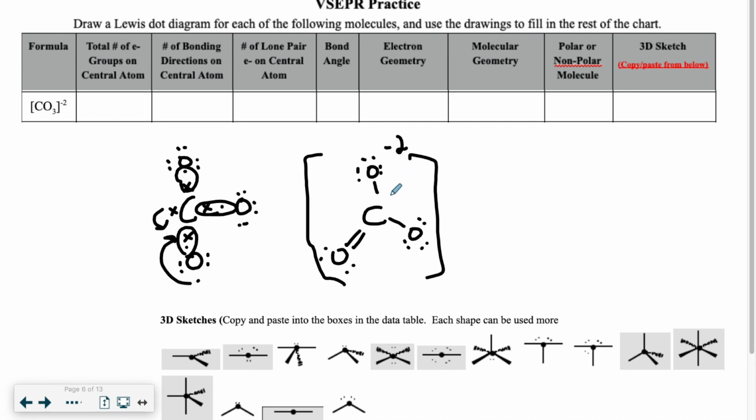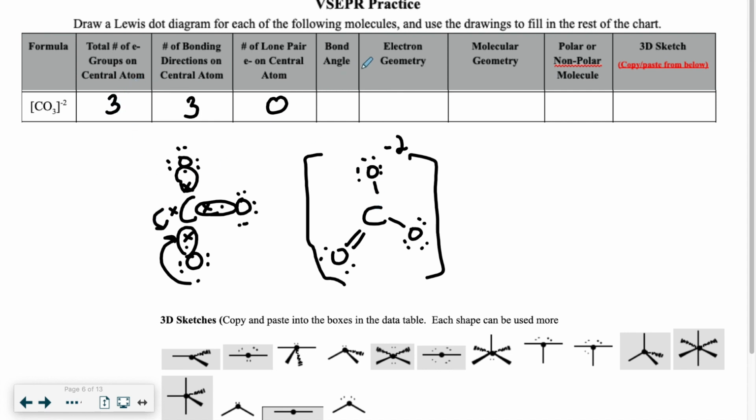Now technically this is actually a resonance structure, so you could draw this with the other 2 possibilities for where the double bond could go, but it's not going to really impact what we're doing here, so we can just ignore that part. For our total number of bonding directions, we have 3. Remember, a double bond counts as a single bonding direction. There are no lone pairs on the central atom, so that's within the family of 3.